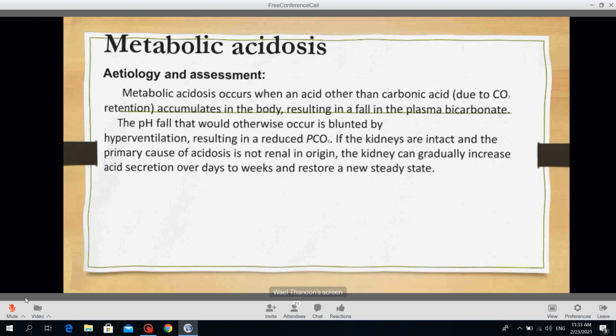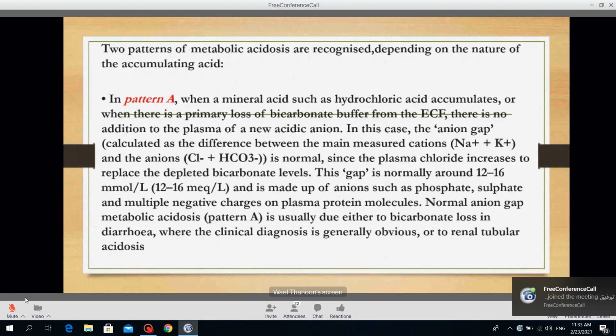Patterns of metabolic acidosis are recognized depending on the nature of the accumulating acid. Pattern A and pattern B. Pattern A, when a mineral acid such as hydrochloric acid accumulates or when there is a primary loss of bicarbonate buffer from the extracellular fluid. There is no addition to plasma of a new acidic anion. Yani loss of bicarbonate. Pattern A, loss of bicarbonate.